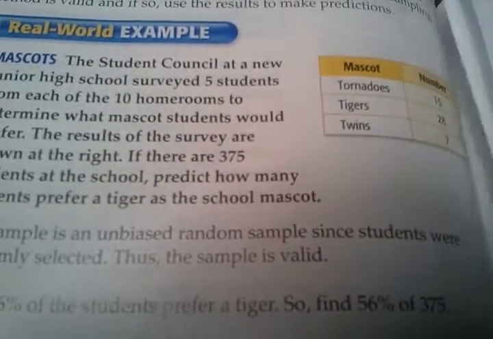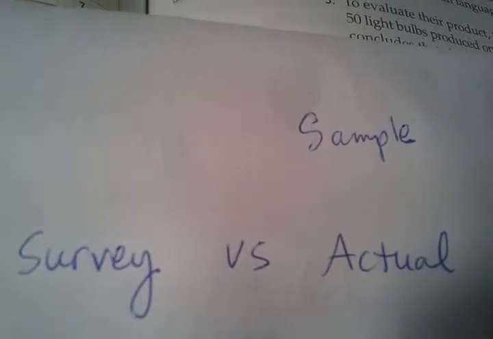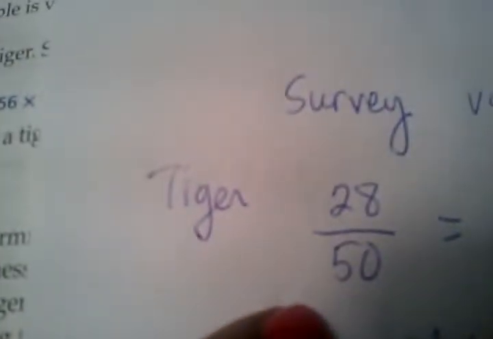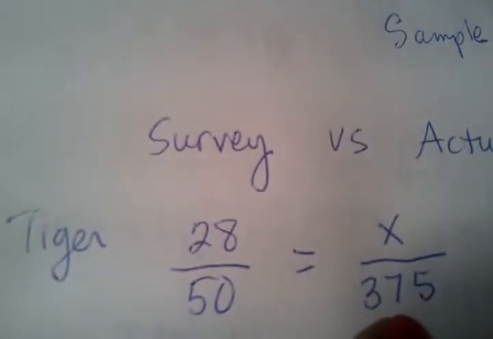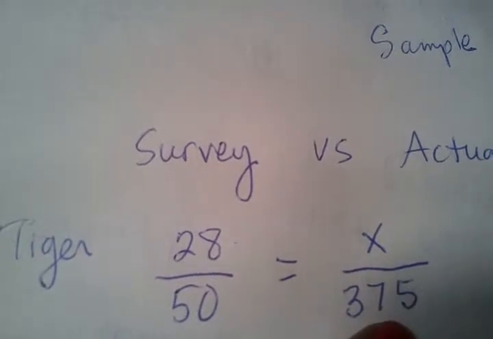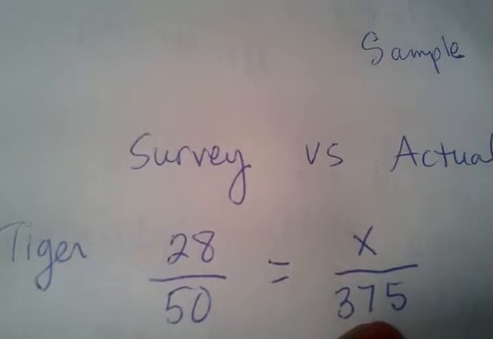I know the way that your book does it, but I set it up using a proportion. My proportion deals with this. We do the survey ratio versus the actual ratio. So we're talking about the tiger. 28 people out of the 50 people surveyed like the tiger, and we set that equal to x people out of 375 people, because that's what we want to figure out. How many people, x, out of 375 people actually like the tiger. This is just for prediction purposes.